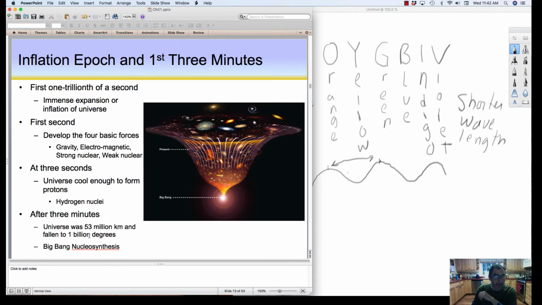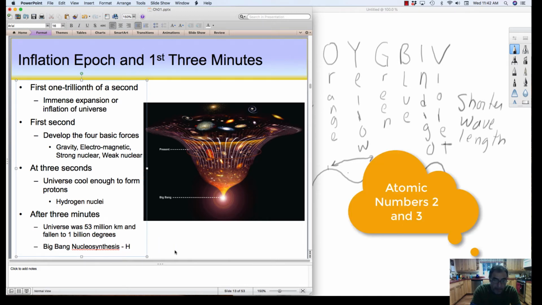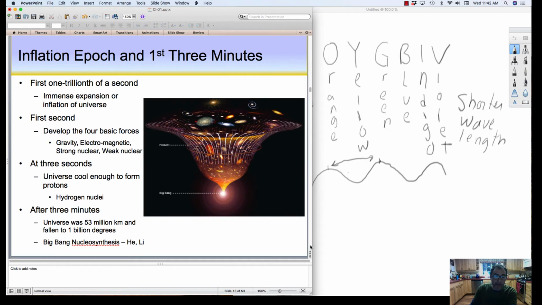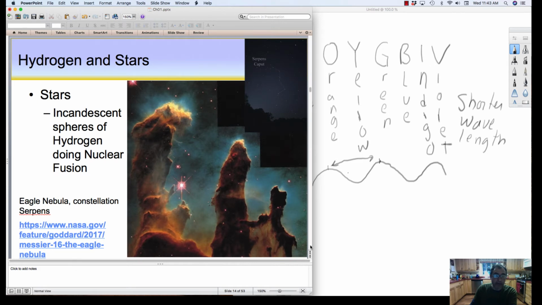And then again, after about 3 minutes, we get this expansion to about 53 million kilometers. It cools a little bit, and then we see Big Bang nucleosynthesis. So this means that instead of just forming hydrogen, we're probably going to form helium. We should probably say that we're forming helium and lithium. So two other chemical elements that were formed during the Big Bang. Which means elements like carbon, nitrogen, oxygen, silicon, which is important for rocks, they didn't form at the Big Bang. So they're going to form inside of stars by nuclear fusion.